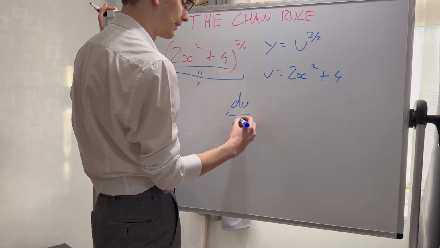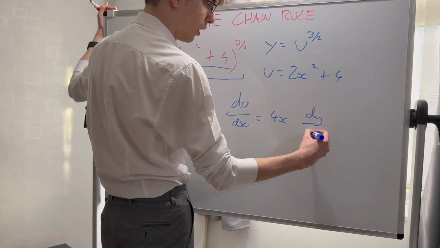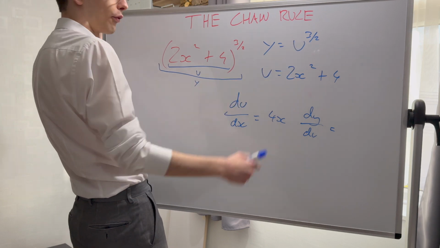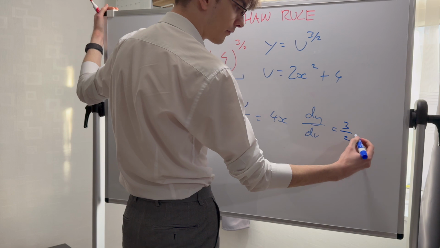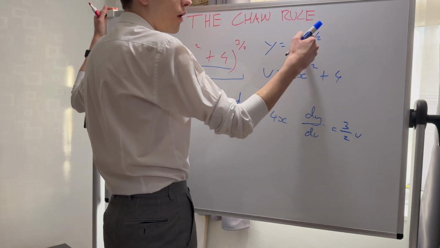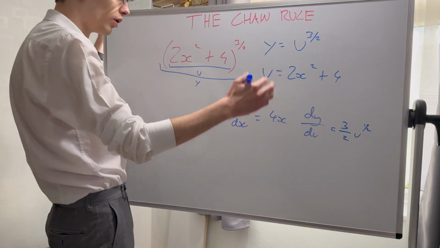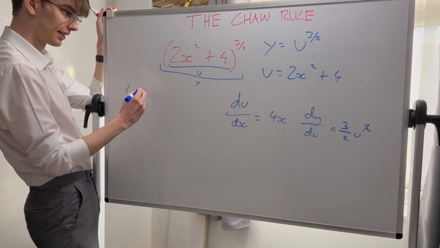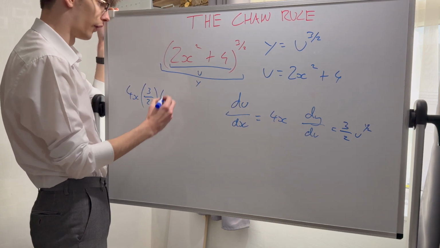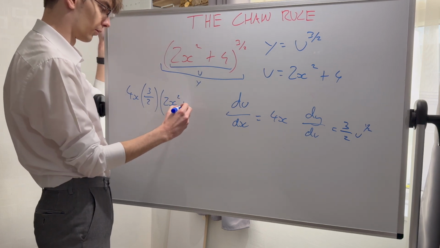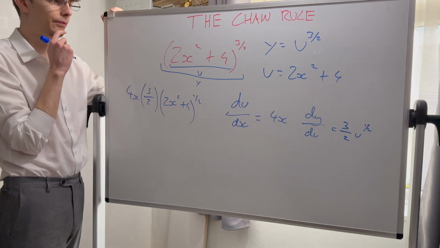So du dx, just the same thing over and over again. That's just 4x. dy du, well, u to the 3 over 2, that's just a normal polynomial. So I'm going to bring my 3 over 2 down, multiply it by the u, minus 1 from the power. So I get half. Put all of this together, I get 4x times 3 over 2, and then u to the half. And u is just 2x squared plus 4 to the half, or square root of all of that.